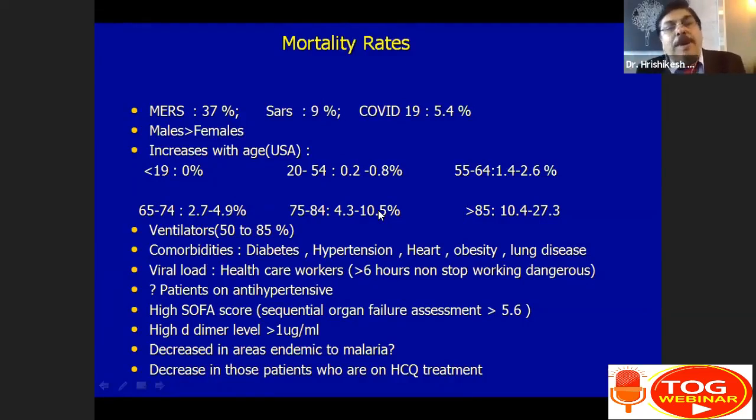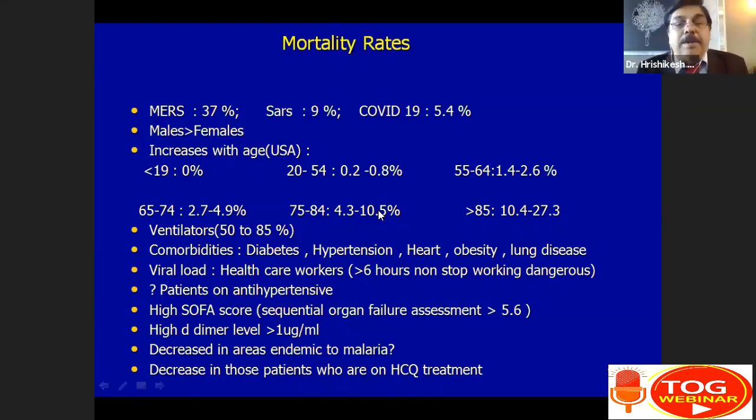5% of people who have infection will go on ventilator. In fact, in those who go on ventilator, nearly 50% survival is there. So in high end ICUs, super ICUs, the survival is around 50%, but in a lot of ICUs nearly 80% are dying even though they go on ventilator for 2 to 3 weeks at a time. Especially those patients with comorbidities like diabetes, hypertension, heart disease, obesity, lung disease have a higher chance of dying. And patients who are on antihypertensives may also have a little bit higher chance.